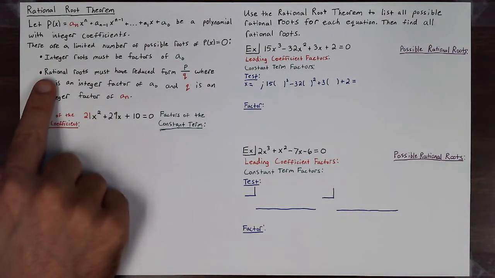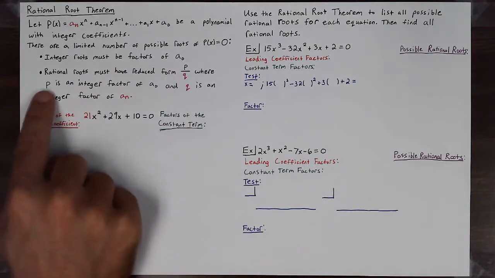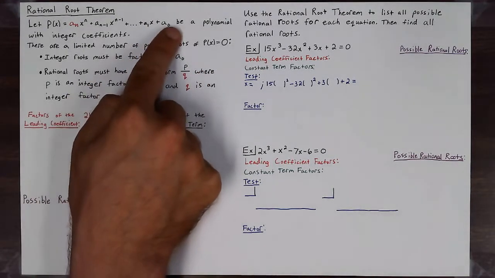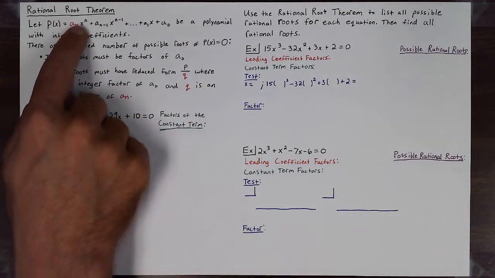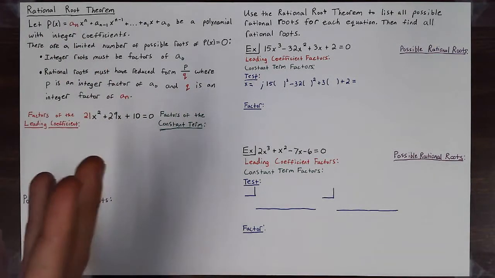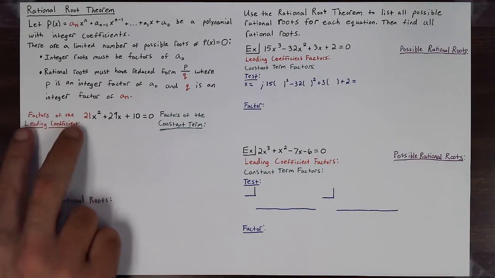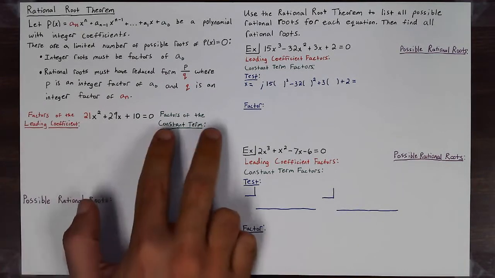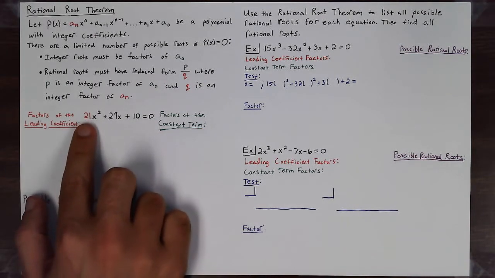rational roots must be of the reduced form of p over q, where p is an integer factor of the constant term, and q is an integer factor of the leading term. And I'm going to show you why this works the way it does, but first let's put it into practice. So first we're going to list out the factors of the leading coefficient and the factors of the constant term first. So we have this quadratic equation.